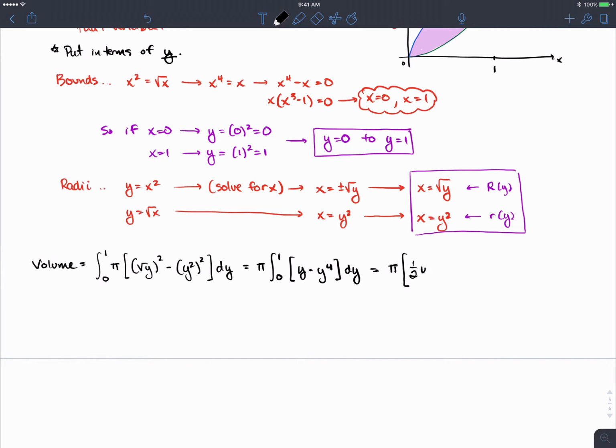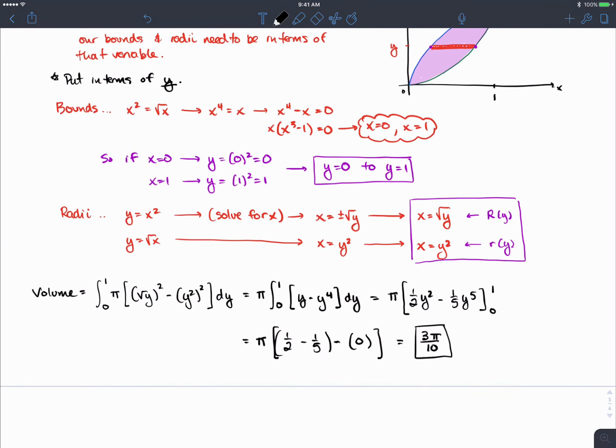Haven't integrated yet, but if we do that next, we're going to get pi times 1/2 y squared minus 1/5 y to the power of 5, evaluated from 0 to 1. That's going to give us 1/2 times 1 squared minus 1/5 times 1 to the 5th, and then we subtract the value evaluated at y equals 0, which is going to give us 0. If we combine these, we're going to get 3/10, which will give us 3 pi over 10. And that would be the volume of this solid.